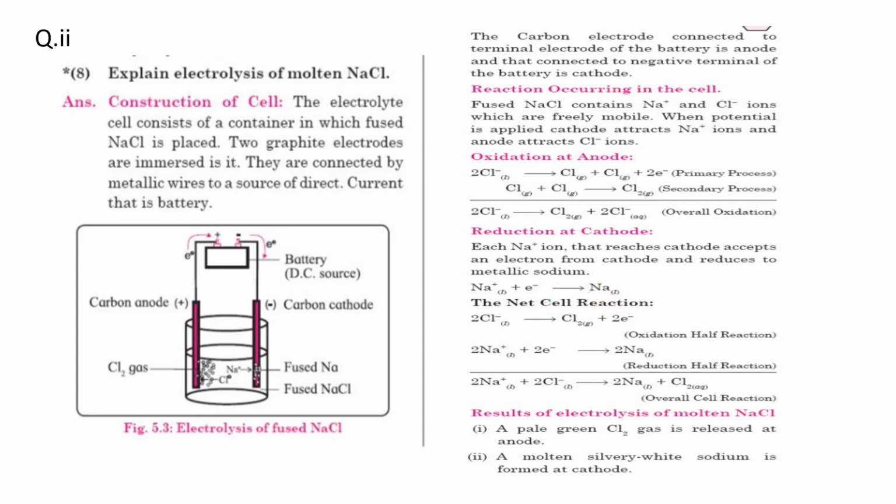The net cell reaction: 2 Cl- gives Cl2 plus 2 electrons, that is the oxidation half reaction. 2 Na+ plus 2 electrons gives 2 Na, that is the reduction half reaction. Therefore, the overall cell reaction is 2 Na+ plus 2 Cl- gives 2 Na plus Cl2. Results of electrolysis of molten sodium chloride: number 1, a pale green chlorine gas is liberated at the anode. Number 2, molten silvery white sodium is formed at the cathode.